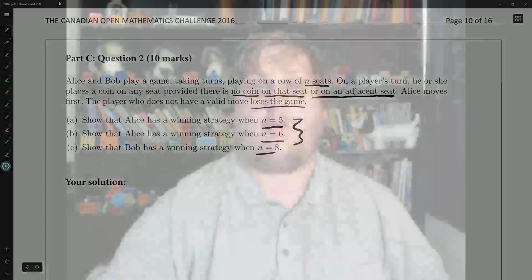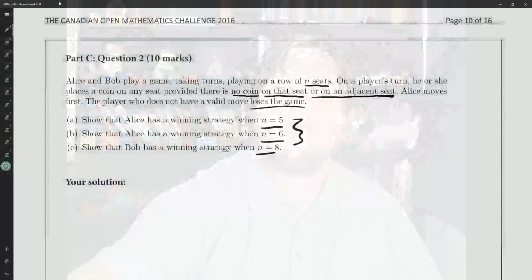Ordinarily with a game-style question, I would probably recommend trying to keep the elements of the game the same, but reduced to a smaller case. But 5, 6, and 8 are already pretty small, so I think the easiest thing to do is just start playing the game with ourselves. They're even telling us who should be winning: Alice, Alice, and then Bob when it's 8. So we just need to take a look at those and start playing around.